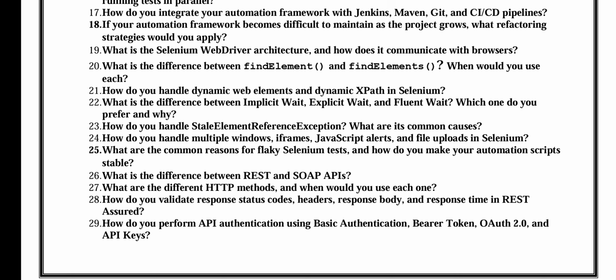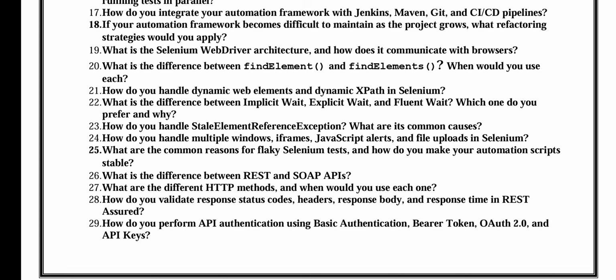How do you handle dynamic web elements and dynamic XPath in Selenium? What is the difference between implicit wait, explicit wait, and fluent wait? Which one do you prefer and why? 23rd question goes like, how do you handle stale element reference exception? What are its common causes? And the next question, how do you handle multiple windows, iframes, javascript alerts and file uploads in Selenium? 25th question goes like, what are the common reasons for flaky Selenium tests and how do you make your automation scripts stable?